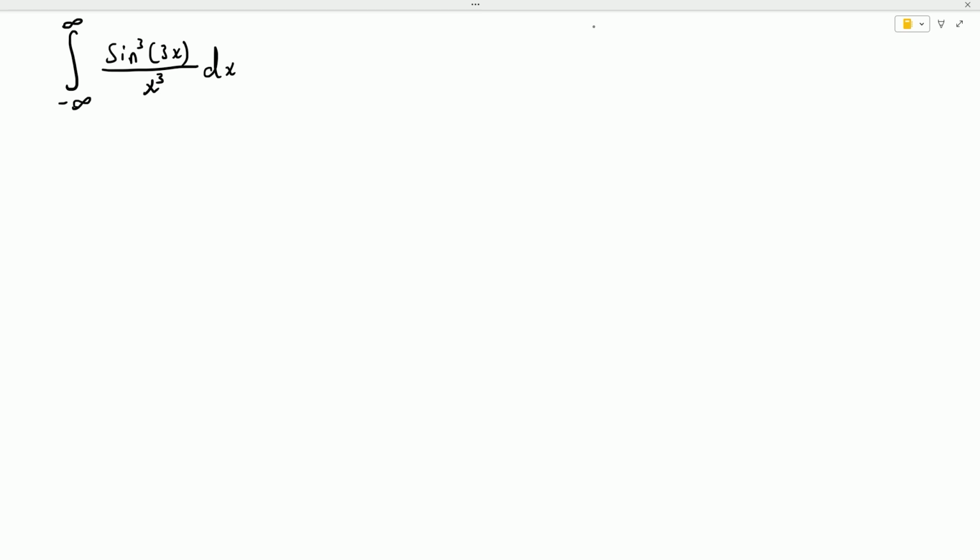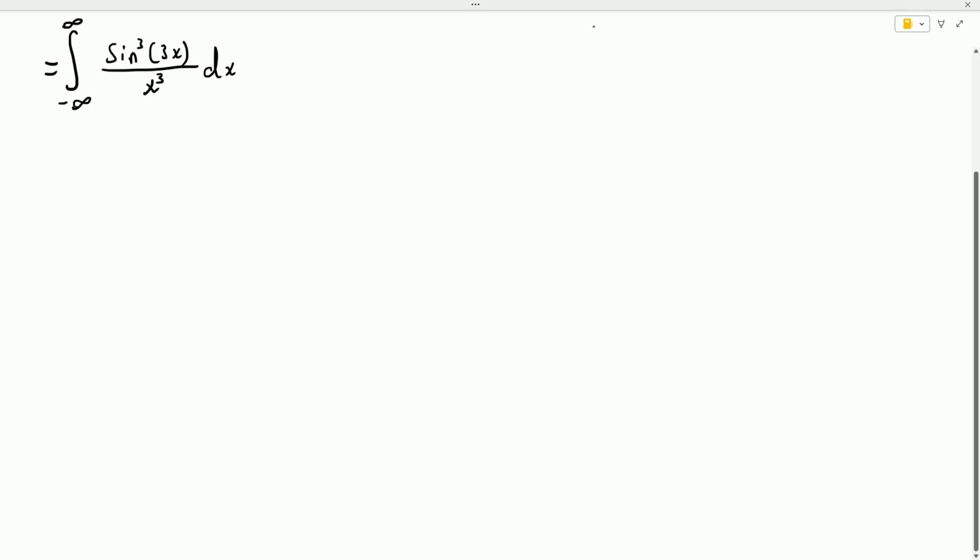Today we have this integral: the integral from negative infinity to positive infinity of sine cubed 3x all over x cubed, and of course we have the dx indicating that we are integrating with respect to x. Actually, one of my friends suggested this integral to me and I arrived at some sort of solution that I would like to share with you today. Without further ado, let's just hop right into it.